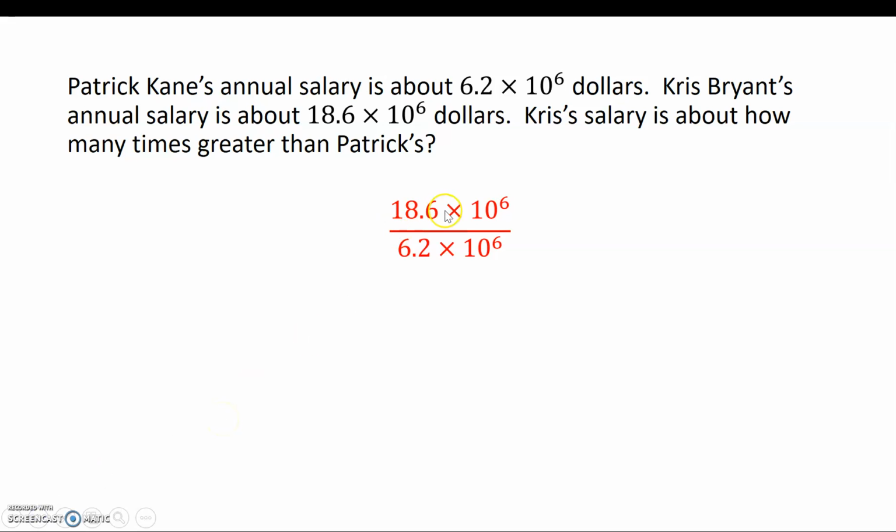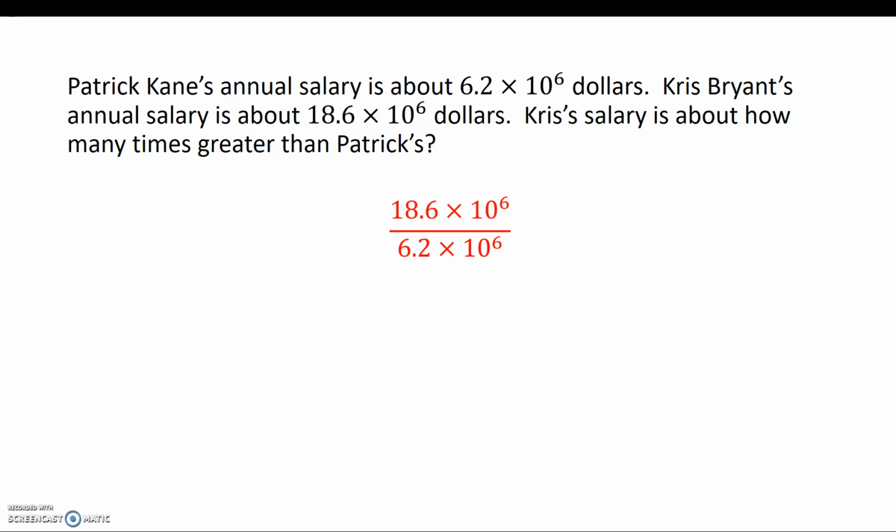So looking at the next problem, and I actually already set it up for us, it says Patrick Kane's annual salary is about 6.2 times 10 to the 6th dollars, and Chris Bryant's annual salary is about 18.6 times 10 to the 6th dollars. And yes, I know that number is not in scientific notation, but I did it that way because the numbers are going to be easier for us to look at. And then it says Chris's salary is about how many times greater than Patrick's. So we're seeing that "how many times greater" that we just talked about with the previous question.